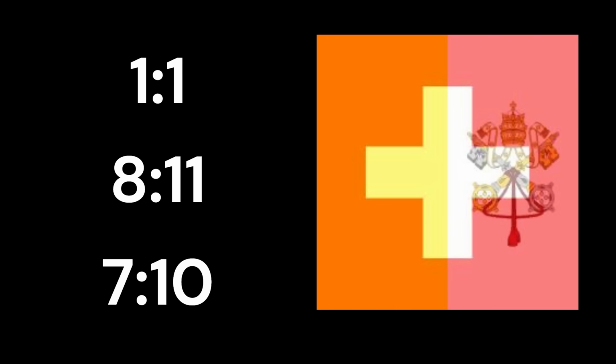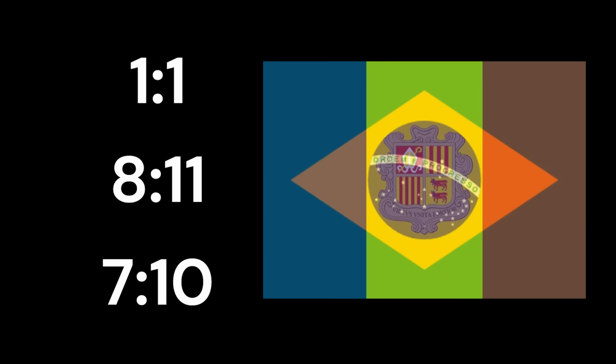4:7 is only used by Iran, Mexico, and Oman, who all have the same basic tricolor of red, white, and green. 3 ratios exist with only 2 countries, and you can probably guess the 2 countries based on the mixed image. The ratios are 1:1, 8:11, and 7:10.